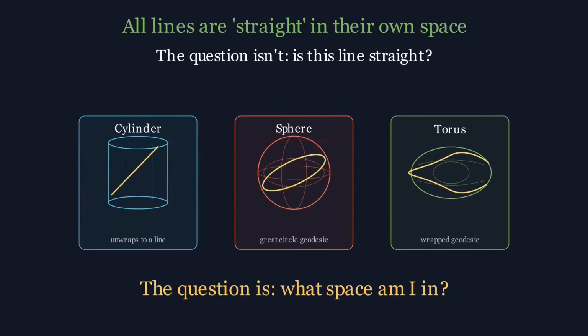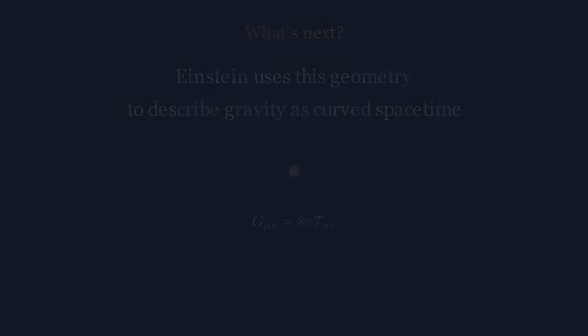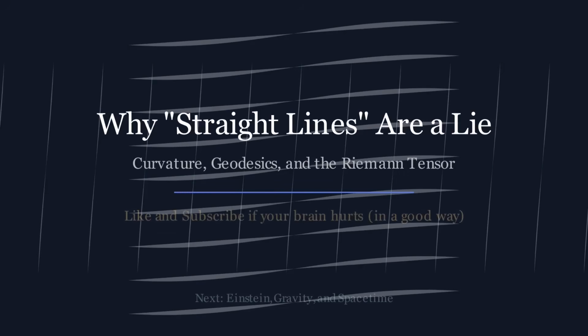So ask, what space am I in? And this is where Einstein enters. Geometry becomes the language of gravity. Why straight lines are a lie. Curvature, geodesics, and the Riemann tensor.